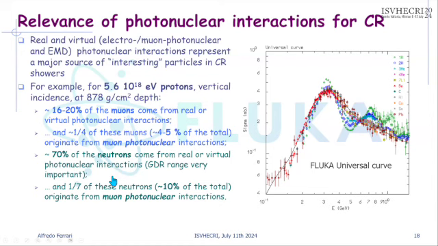And roughly 70% of the neutrons come from real or virtual photonuclear interactions, with the GDR regime, where the cross-section is large and produces low-energy neutrons, being particularly important. Out of these neutrons, roughly 1 out of 7 comes from muon photonuclear interactions. Okay, on the right plot, you have the photonuclear cross-section in the region below 2 GeV for several nuclei.